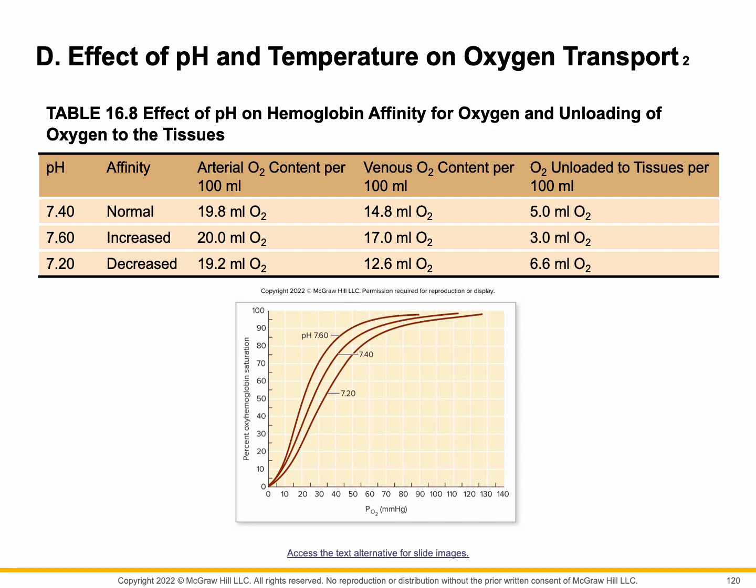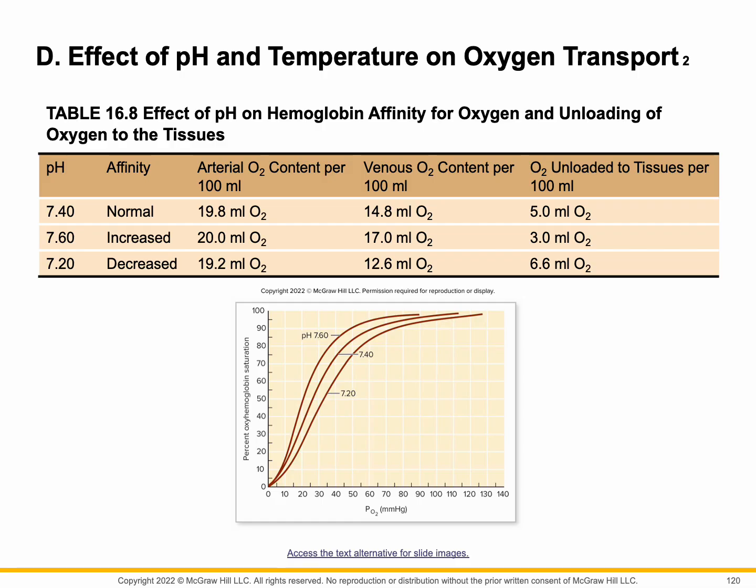Take careful note of table 16.8, which gives the effect of pH on hemoglobin affinity for oxygen and the unloading of oxygen to the tissues. In particular, also take a look at the effect of pH and temperature on oxygen transport in the image below, where the horizontal axis represents the partial pressure of oxygen in millimeters of mercury, and the vertical axis represents the percent saturation of oxygen hemoglobin. The three sigmoid curves are shown, each representing the varying pH levels, 7.6, 7.4, and 7.2.